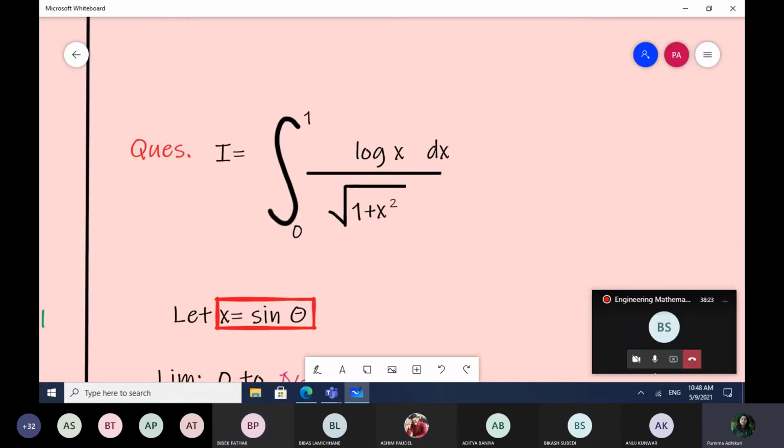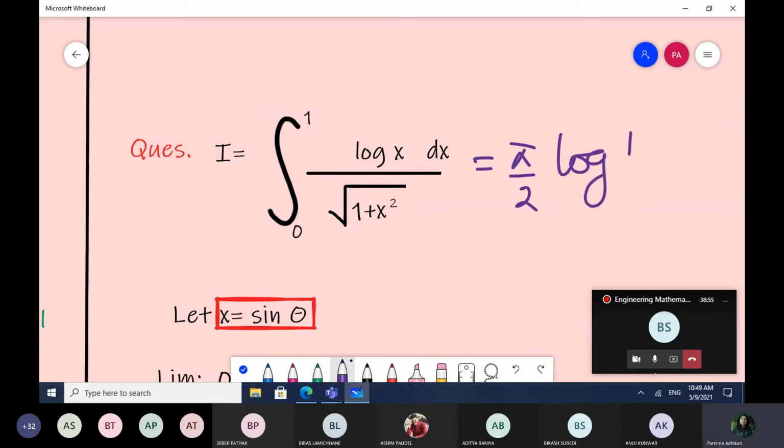So the two questions we have done so far were very short questions. Definitely you are not going to get such short questions in the exam, isn't it? Let's look at this. It's going to be slightly lengthy. Now what does it say? 0 to 1 log x over root under 1 plus x square dx. Now you have to prove that its value is equal to π/2 log half. You have to show this. So your value is already given, we just have to prove it.